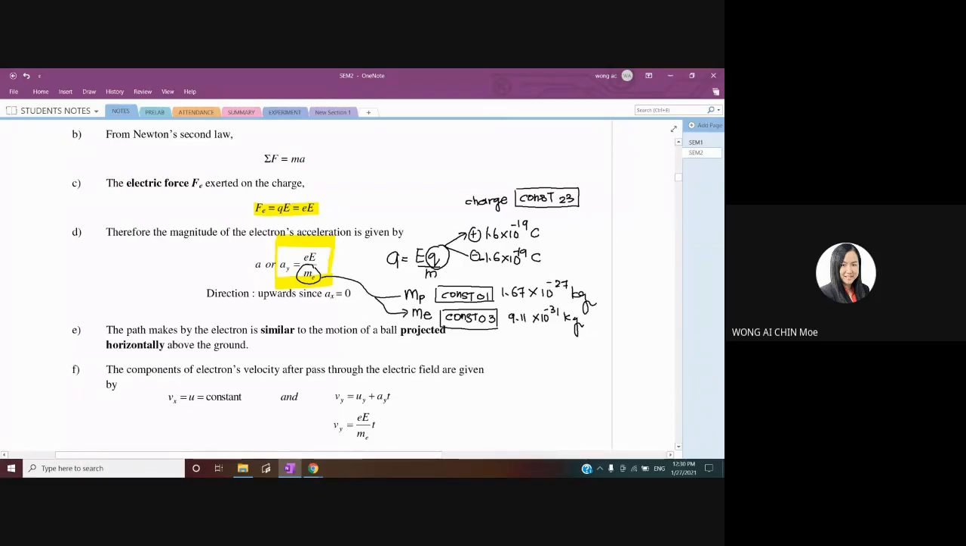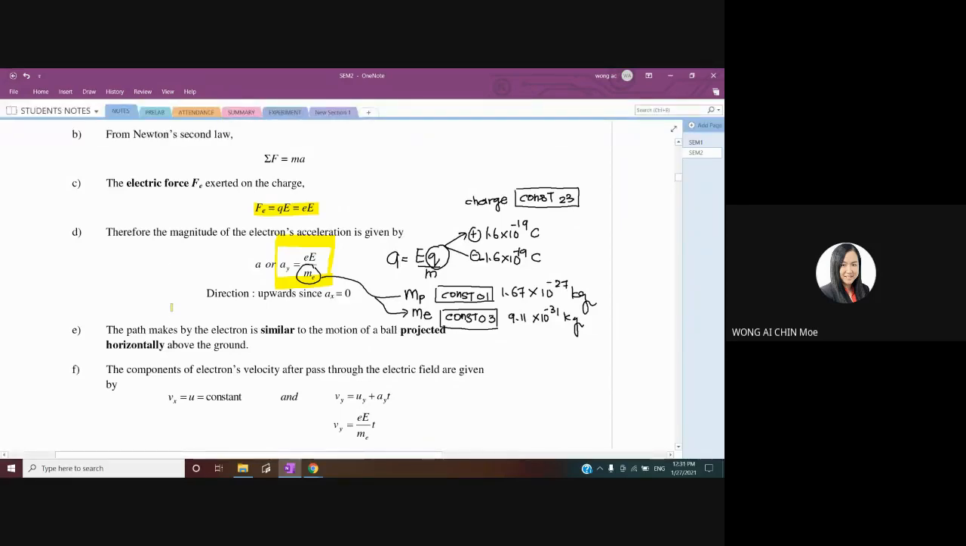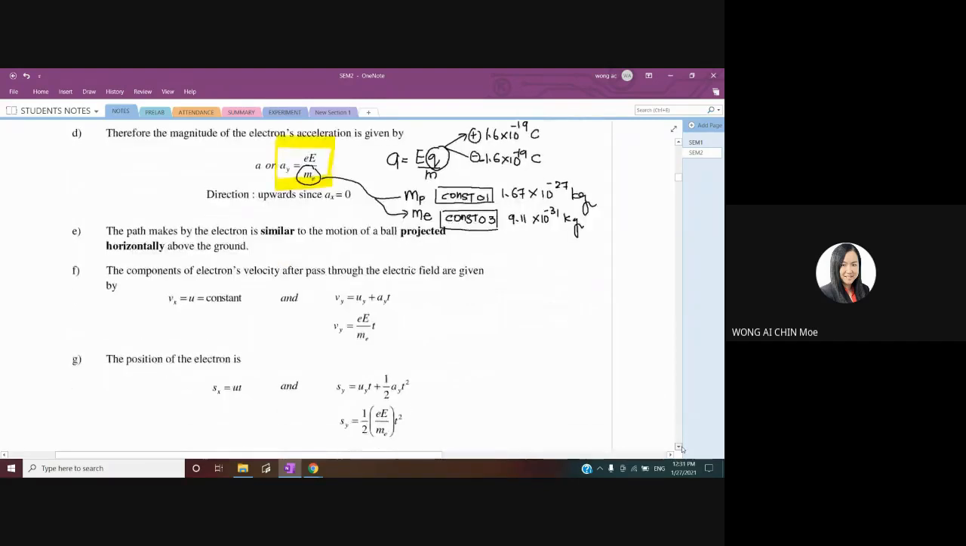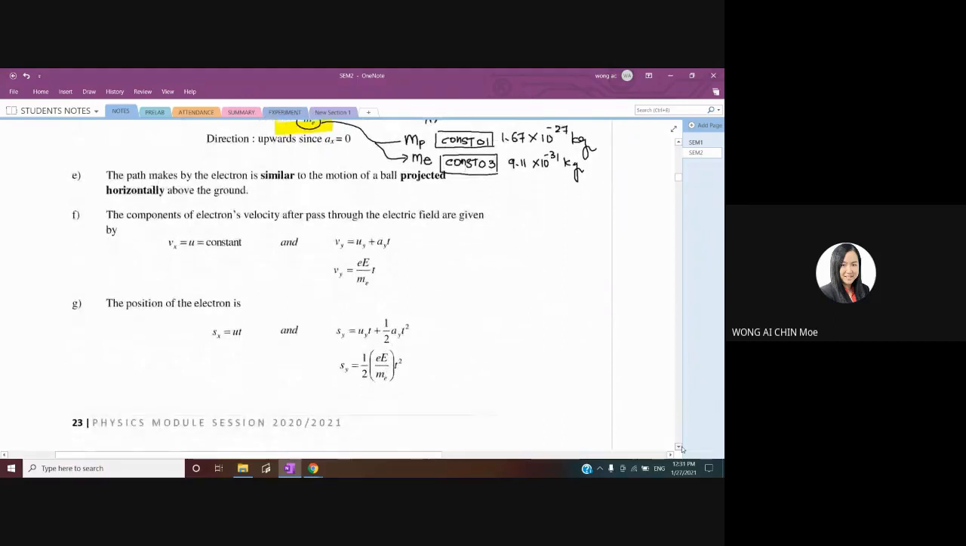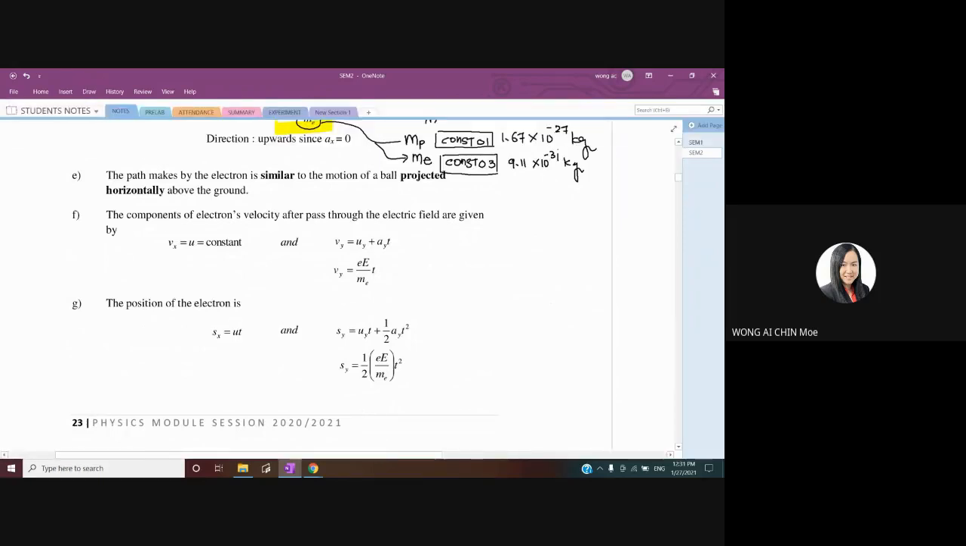So the path made by the electron is similar to the motion of a ball projected horizontally above the ground. Meaning that we need to go back to chapter 2, semester 1, where I will draw a table to show you.